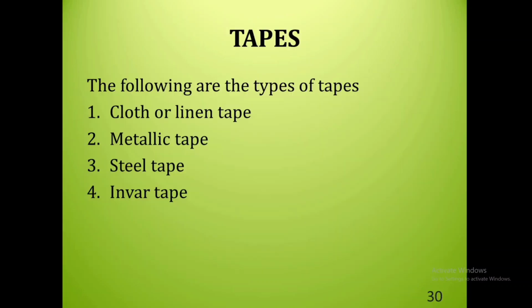Next, coming to different types of tapes. You are familiar with what a tape is, which is used to measure a distance. There are 4 types of tapes. The first one is cloth or linen tape, the second one is metallic tape, the third one is steel tape, and the fourth one is invar tape.